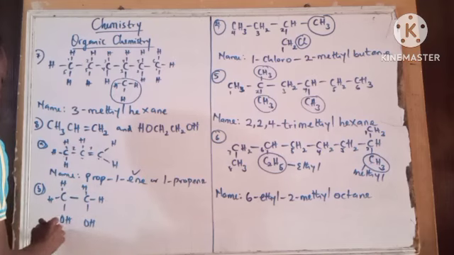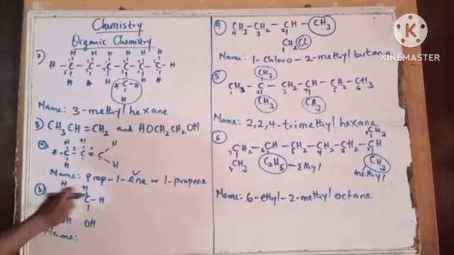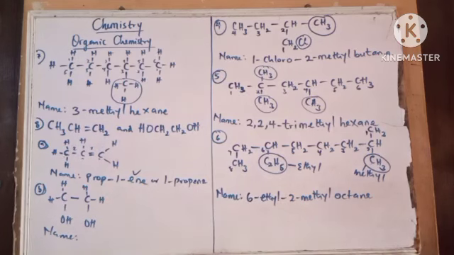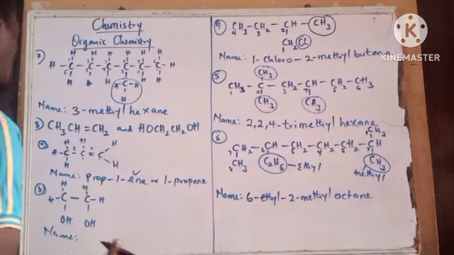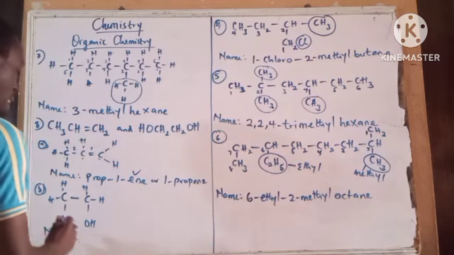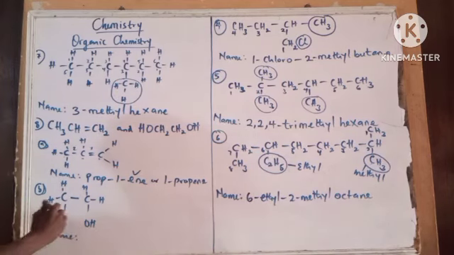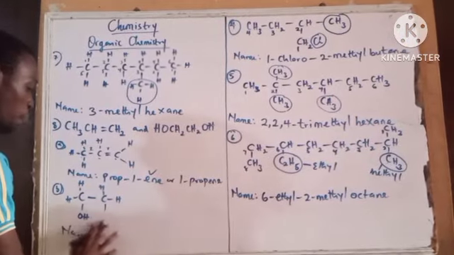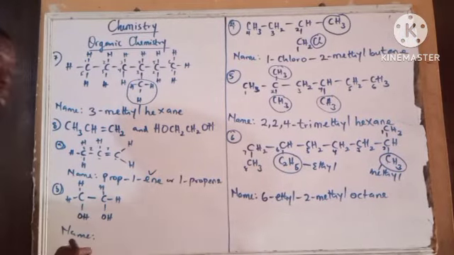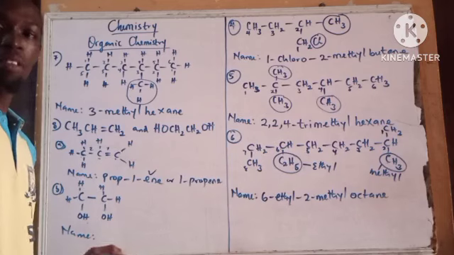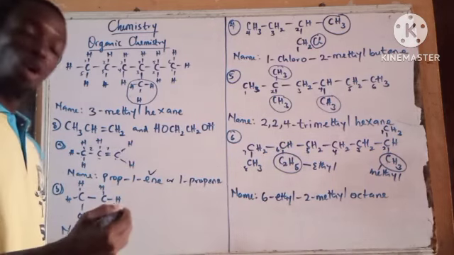So what is the name of this compound here? I have two carbon atoms, which makes it eth. And the functional group here is my OH, which represents alkanols. So the name of the compound will have the ol ending.